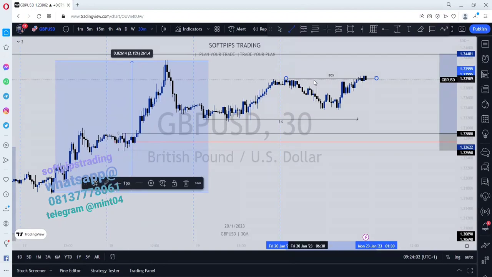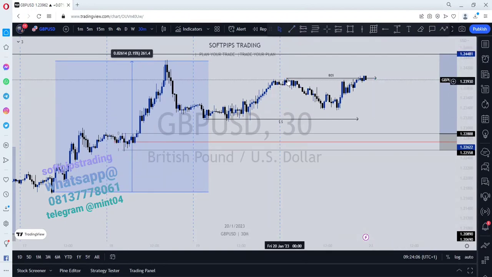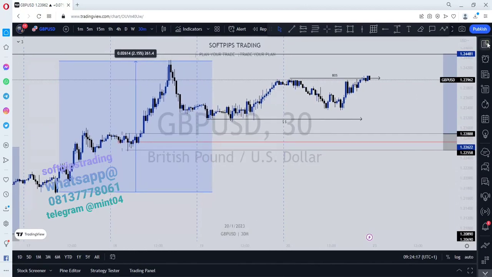So just be flexible. When they take up, you can take your entry from here. But if you're having a deeper retracement, I would like to have my entry from here. But whatever be the case, just be flexible.